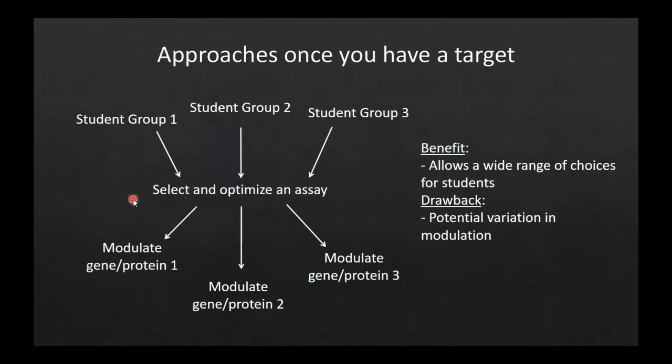A big drawback to this is if you've done any work with genes or proteins, modulating these things can be tricky. And so transfection efficiency or selection of antibodies can be difficult. And so some groups get stuck at simply knocking down their protein or transfecting in and trying to overexpress a protein.